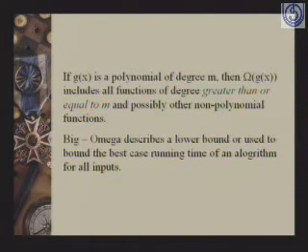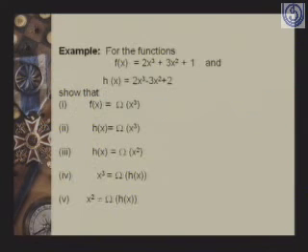If g(x) is a polynomial of degree m, then omega g(x) includes all functions of degree greater than or equal to m and possibly other non-polynomial functions. Big omega describes a lower bound and is used to bound the best case running time of an algorithm, whereas big O measures the worst case. Again we will solve some problems in the case of big omega.